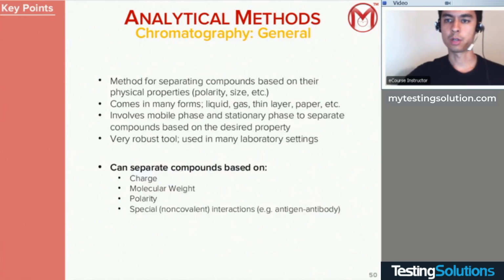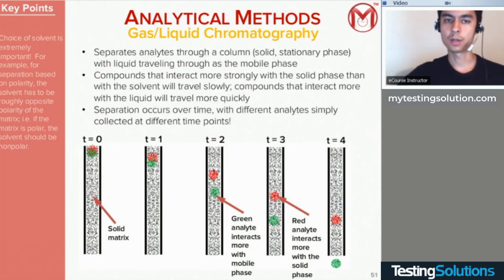Next is chromatography. Chromatography is a really, really robust way of separating molecules. It can separate molecules based on polarity, based on size, based on charge, based on specific non-covalent interactions like antibody-antigen relationships. So very robust, used in a lot of different settings. At its core, it relies on a mobile phase and a stationary phase.